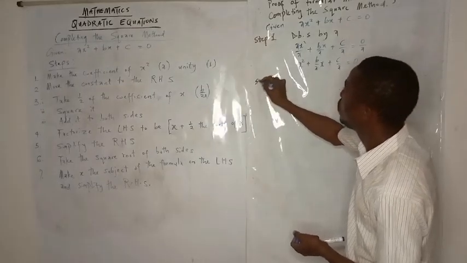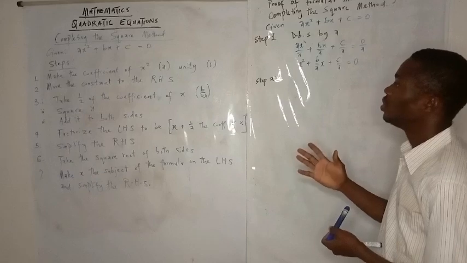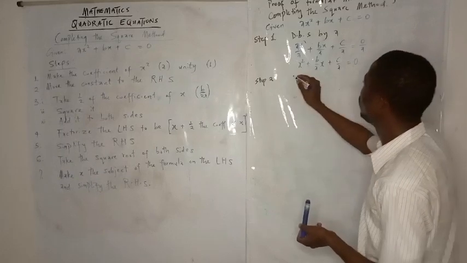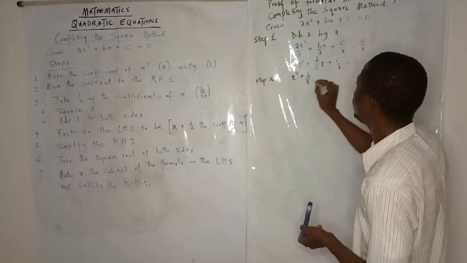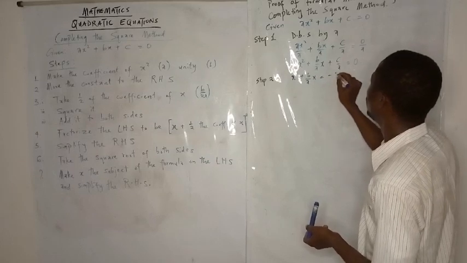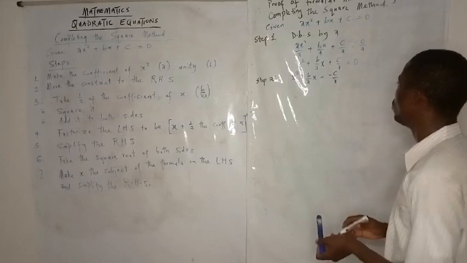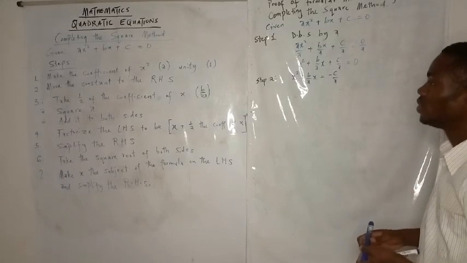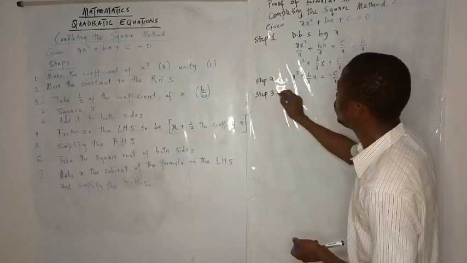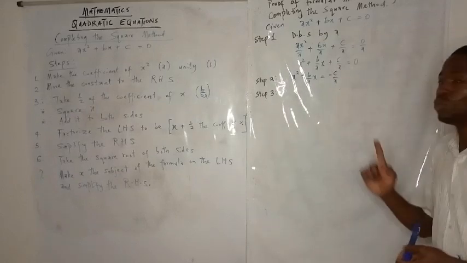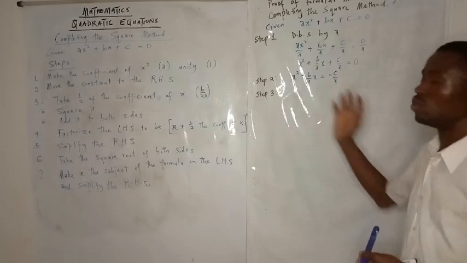So step 2, we move the constant to the right hand side. So we have x squared plus b over a x is equal to minus c over a. When plus c over a crosses over, it becomes minus. We have this. Step 3, the third step says we should take half the coefficient of x, square it, and then add it to both sides.